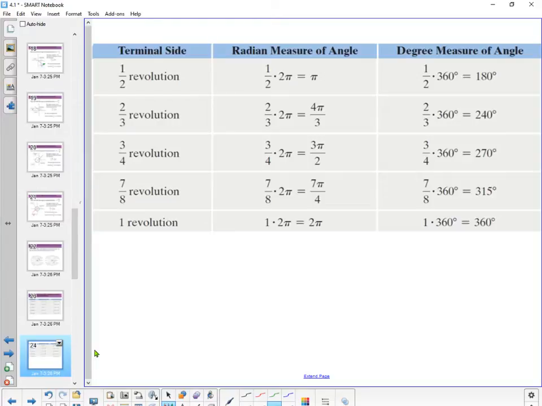So if I want positives, I would add 360s until I get a positive number, or more positives. If I want negatives, I'm going to subtract until my angle becomes negative, and I would continue to subtract if I want more negatives. Does that make sense?